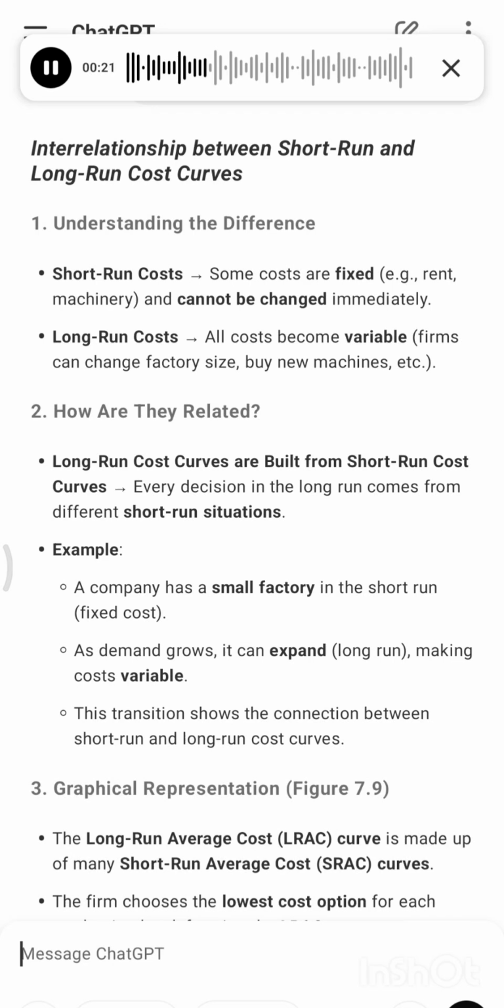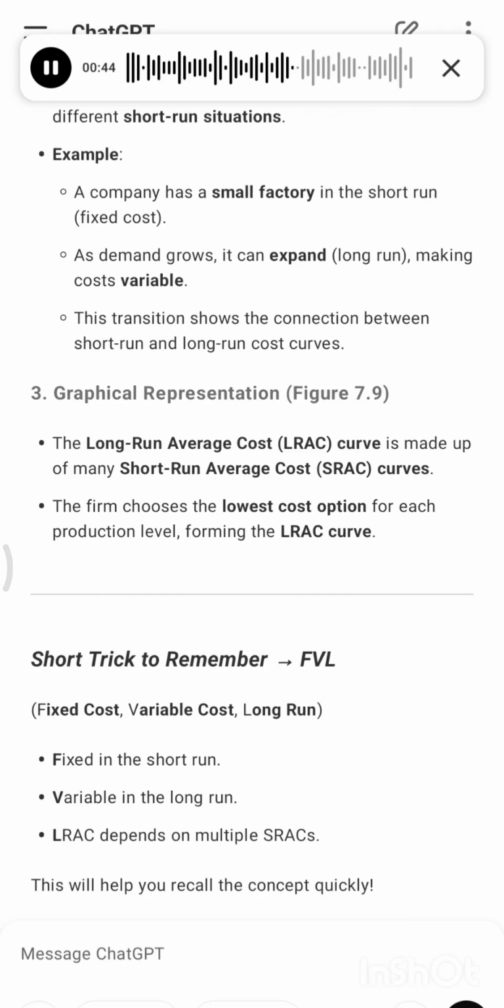2. How are they related? Long-run cost curves are built from short-run cost curves. Every decision in the long run comes from different short-run situations. Example: a company has a small factory in the short run, fixed cost. As demand grows, it can expand in the long run, making costs variable. This transition shows the connection between short-run and long-run cost curves.